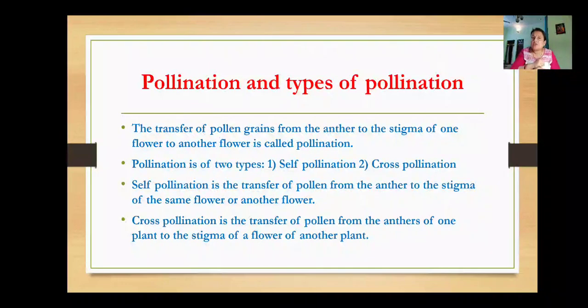Whereas cross-pollination involves the transfer of the pollen grains from the anthers of one plant to the stigma of a flower of another plant, okay. Two different plants, one plant, another plant. So the pollen grains of this plant will move to the stigma of the other plant, right. So this is a kind of cross-pollination, okay. So this is another kind of pollination.